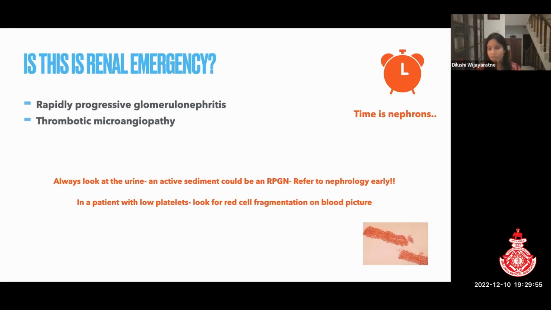Okay? So what you can see in the corner there at the bottom of the slide are red cell casts. So if you see red cell casts and the rest of your clinical picture is also compatible, then you would diagnose and treat RPGN pending a renal biopsy, because you don't have time to wait for the result of the renal biopsy. Another important thing is, in a patient with low platelets, look for red cell fragmentation on the blood picture to see if there's an ongoing thrombotic microangiopathy. And that needs urgent treatment, which may include plasma exchange, depending on the cause.